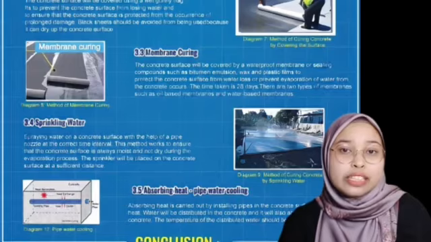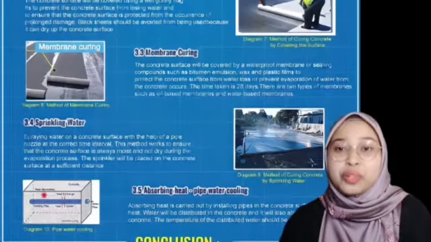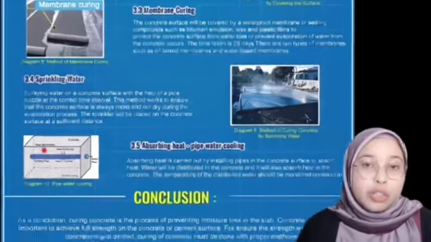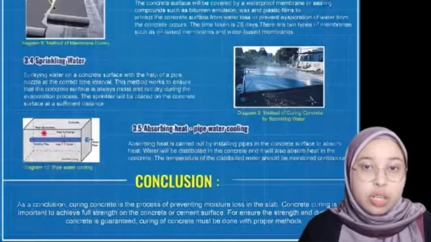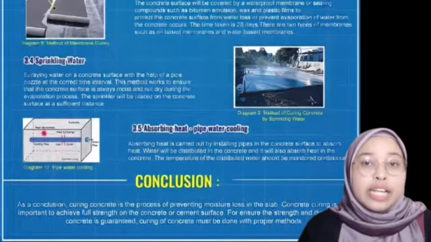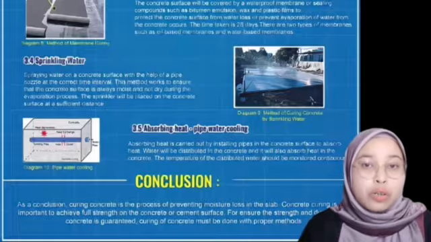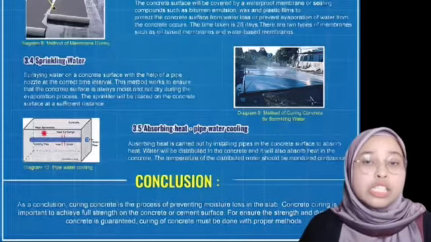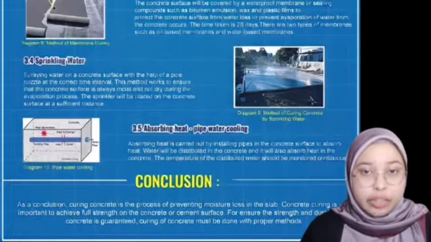So that's all the information I can share with you all about the methods of curing concrete. In conclusion, curing concrete is the process of preventing moisture loss in the slab so that the concrete continues to gain strength. Properly cured concrete contains enough moisture, about 0.44 grams of water, for continuous hydration.